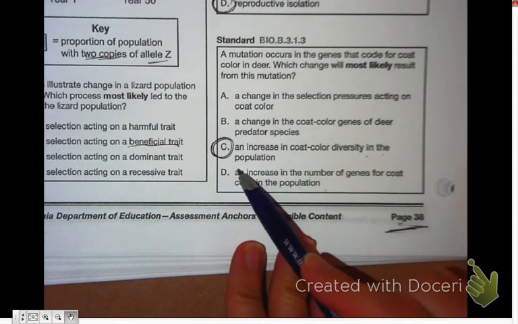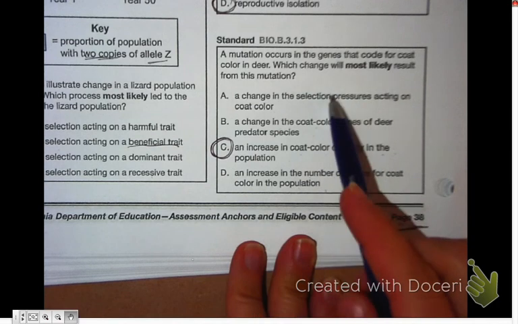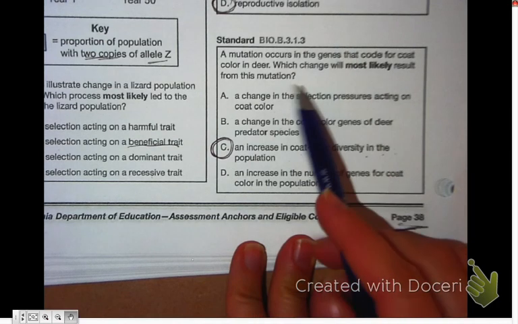We would have an increase in coat color diversity within the population because we would assume that that gene will be passed on.